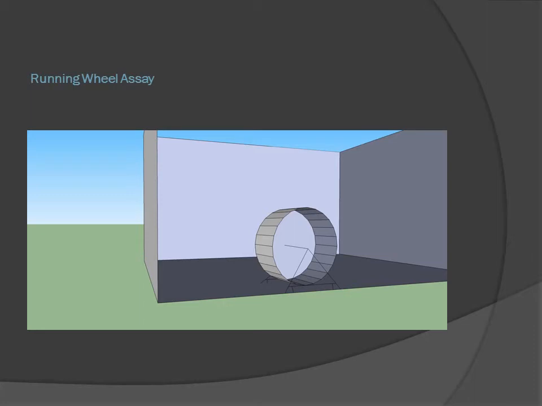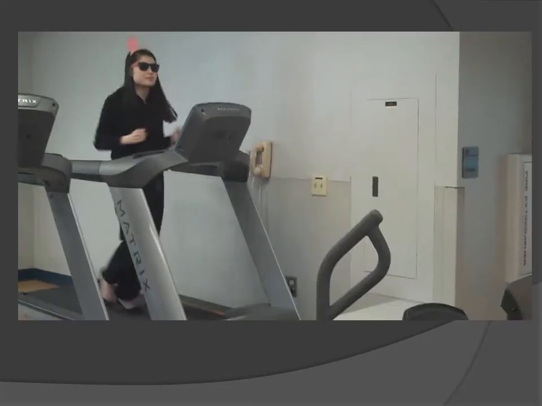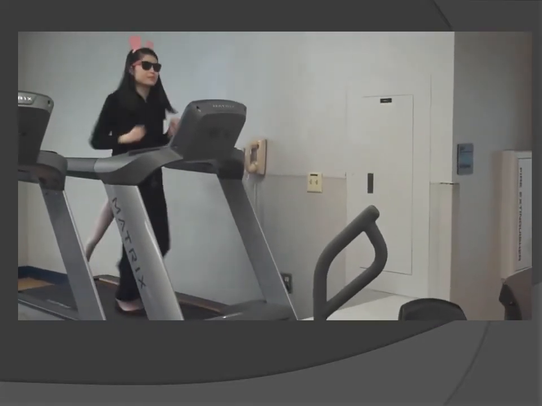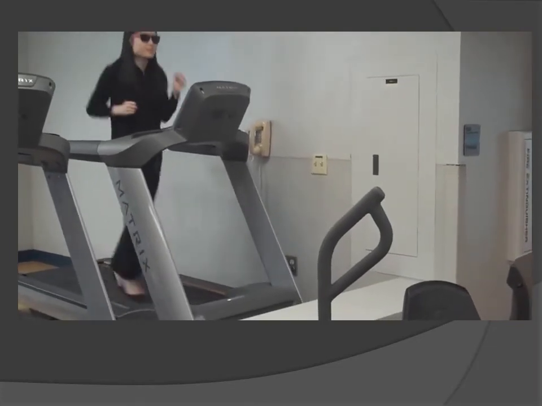Here you can see the setup for the running wheel assay. It typically features a running wheel inside of an isolated metal box. Here's an example of a rat performing a running wheel assay on a treadmill.